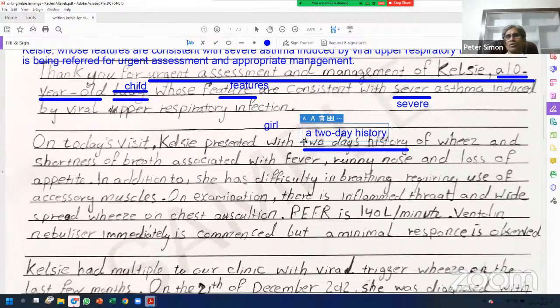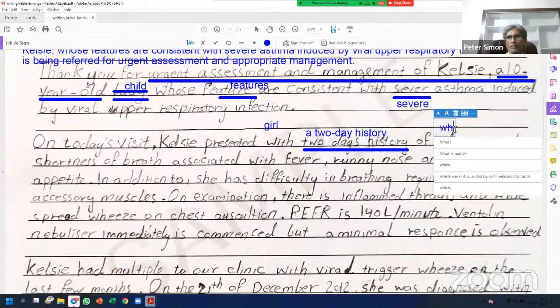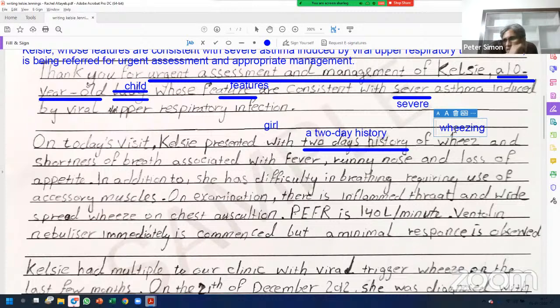Here also a compound adjective. A 2-day history of wheezing, not wheeze. Wheezing is the gerund. Wheeze is the noun. Also a spelling mistake: E is missing here. Wheeze should be WHEEZE. So you have to improve spelling. Wheezing and shortness of breath, shortness of breath associated with fever.